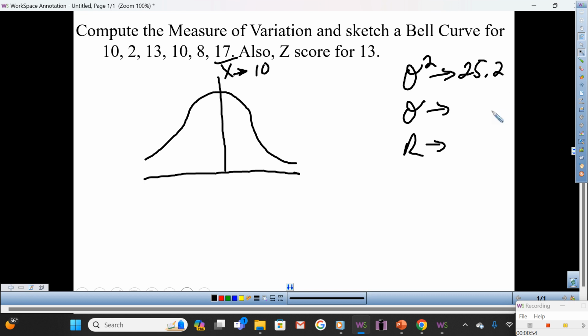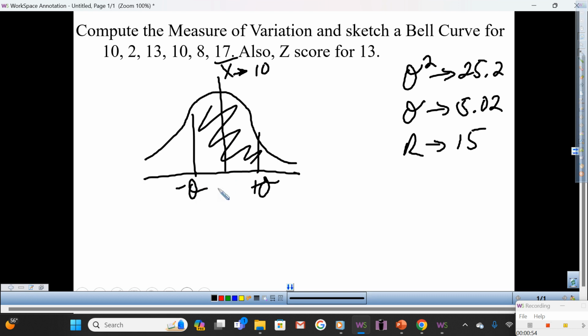Standard deviation. Pass someone, Alexa. 5.0 what? 2. Okay. How about range? Pass someone. 15. All right. So, first standard deviation up, first standard deviation down. That's our normal range. So we said it was 5.02. So we are at 15.02 or 4.98. However, we need a z-score. A z-score for the number 13.